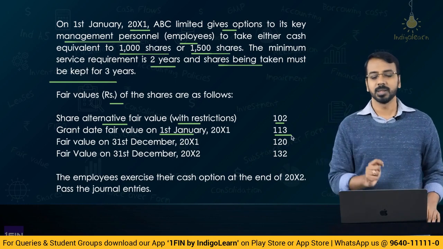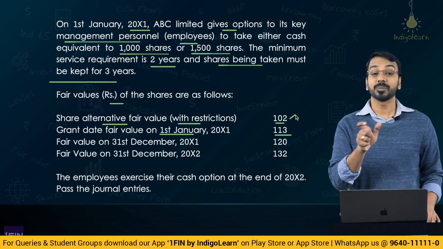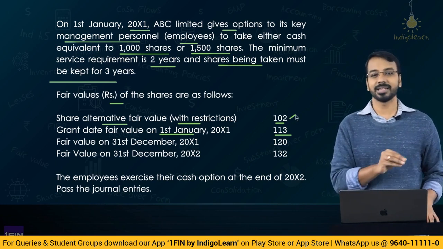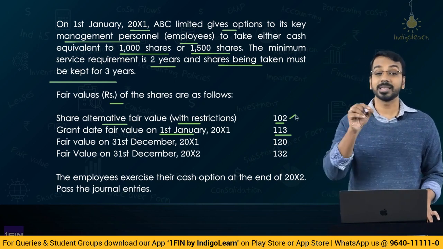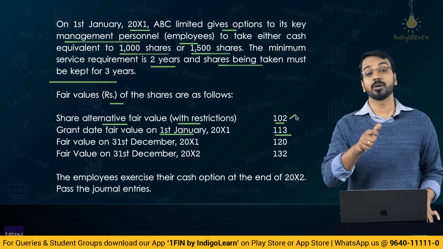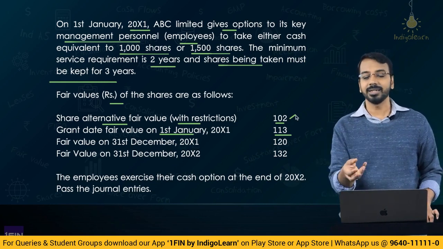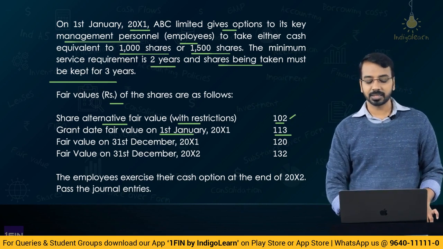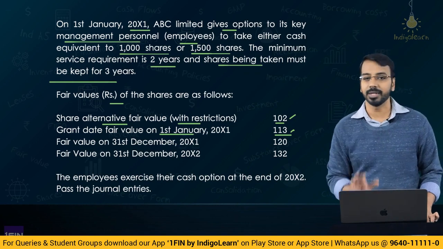Now, why this difference? The difference is there because in this 102 there are some restrictions. Whenever there are some restrictions attached, generally the market discounts the value. The market pays a lesser amount where there are restrictions involved. So if you have lock-ins involved, then the share price will automatically be lower. Versus if it is a normal share with no restrictions, then the fair value is 113.